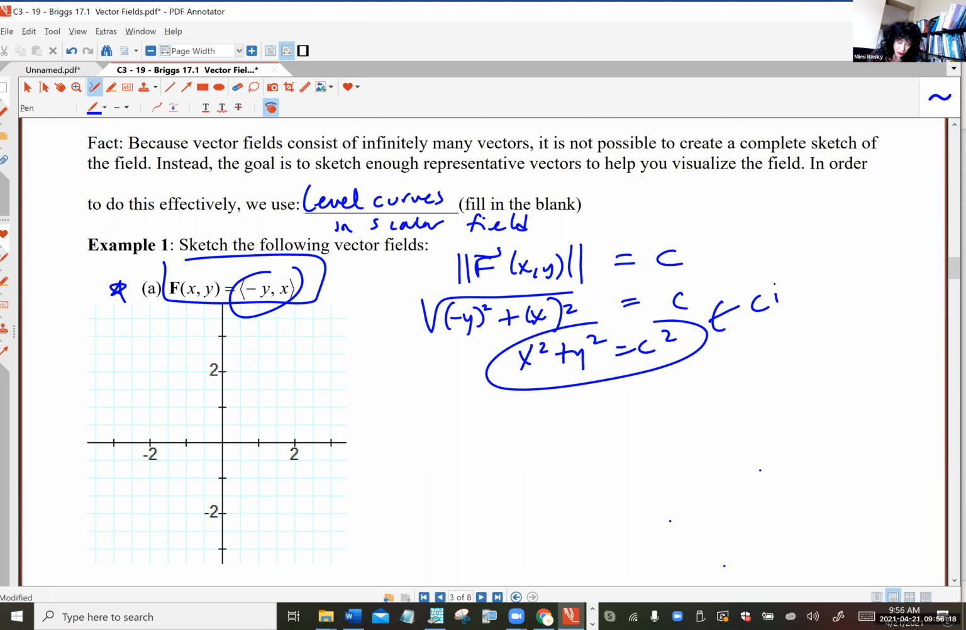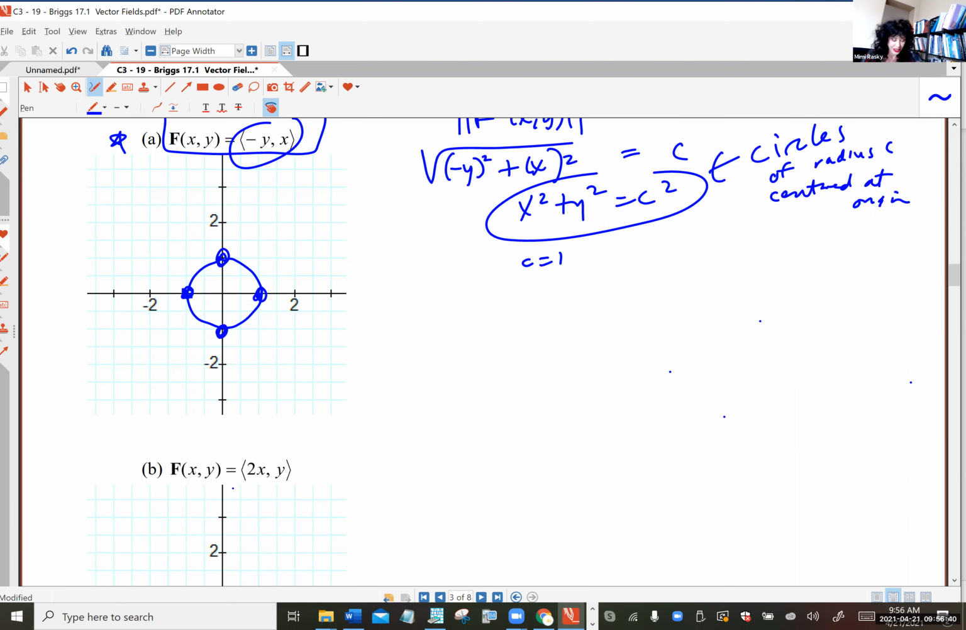This turns out to be circles of radius c centered at the origin. Okay, fine. So what you do is you pick a value for c that's easy peasy. How about c equals 1? Oh, that's nice. So then you're just going to have a circle centered at the origin of radius 1. And I'm going to pick 4 points off of that circle, the easiest ones, the ones that live on the coordinate axes, because I'm going to make a chart.